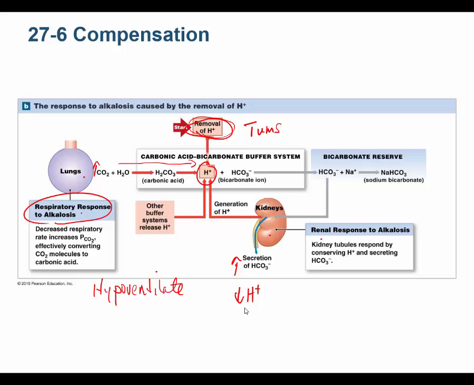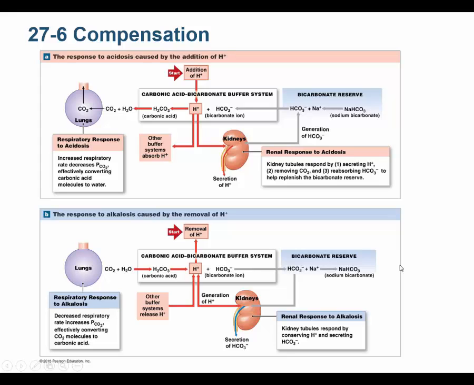We conserve or retain the protons. That means less in the urine. So you've got to be careful here. Less protons in urine, therefore, more protons in blood. Be careful of what compartment you're in. So there's the response to alkalosis. This is a collage showing you that under normal conditions, both my respiratory mechanisms and my renal mechanisms respond to both acidosis and alkalosis just fine.